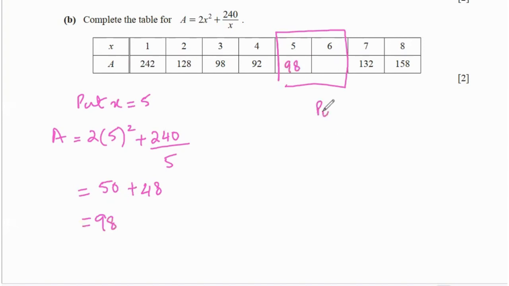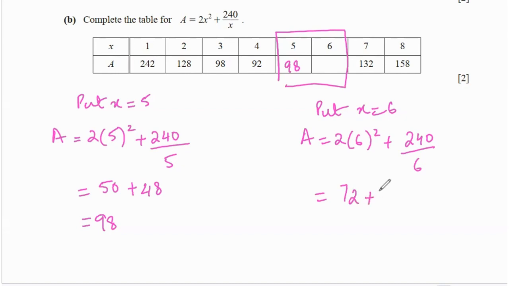And then we put x equals to 6. That's going to be 2 times 6 squared plus 240 divided by 6. That's going to give us 72 plus 40. That's equal to 112. So these are the two values of A for the given values of x.